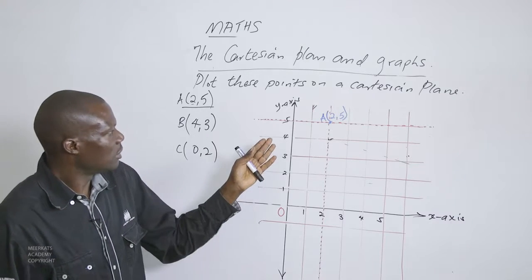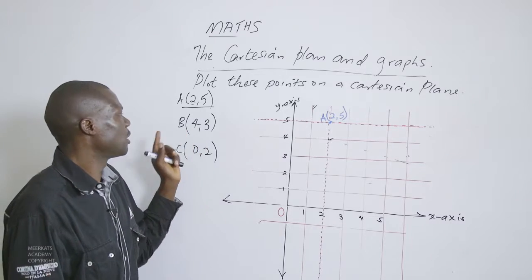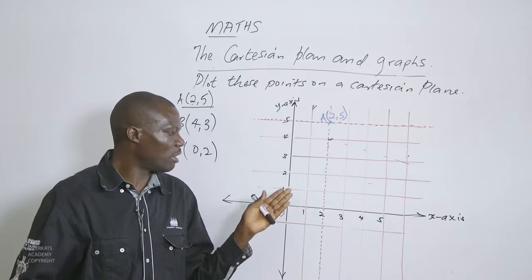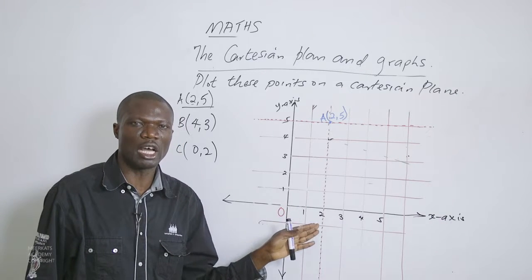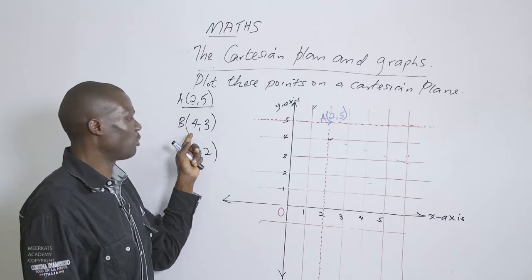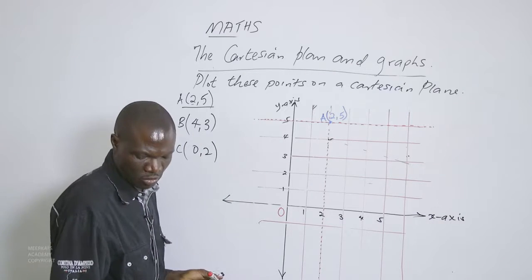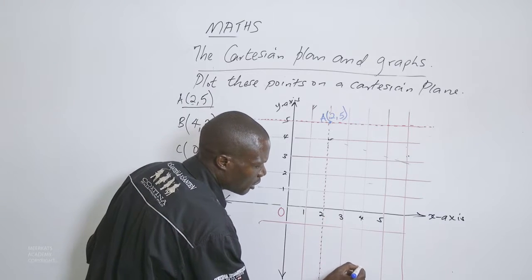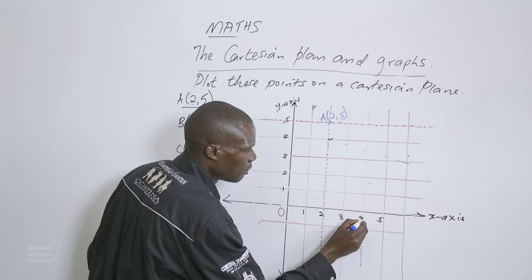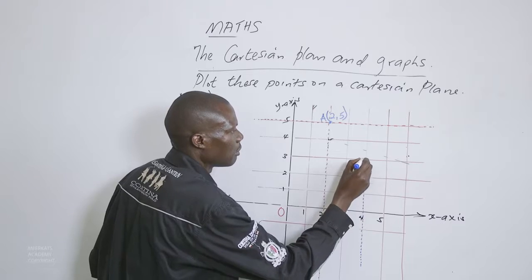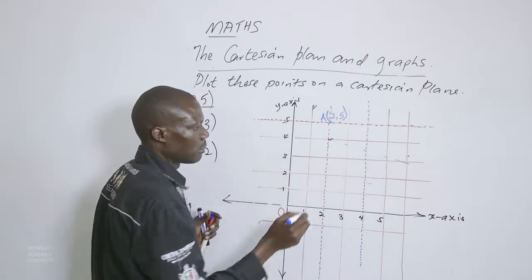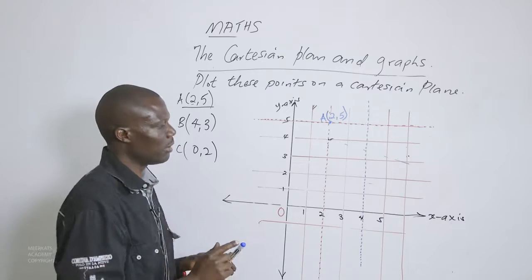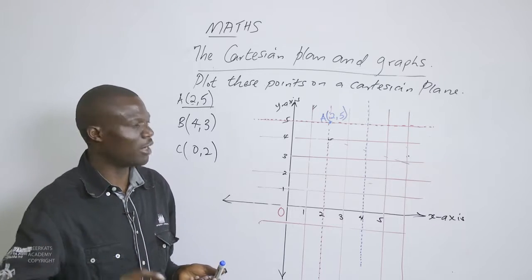So the coordinate B reads 4, 3. As seen earlier on, we read how far the point is from the origin along the x-axis. We have said 4. So we look where 4 is. And 4 is where? We have 1, 2, 3, 4. So 4 is along this line. That is a guide to show how far our point B is from the origin along the x-axis.